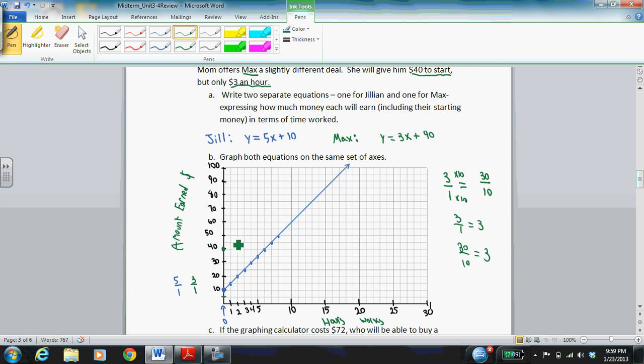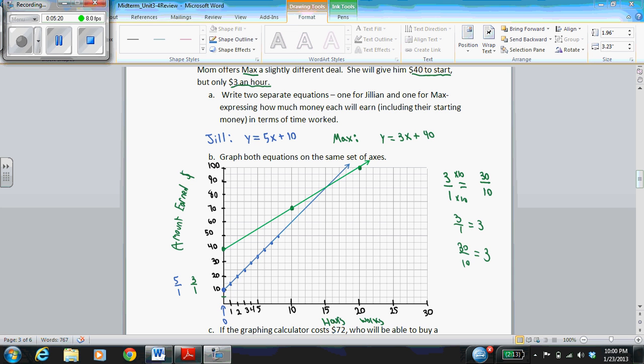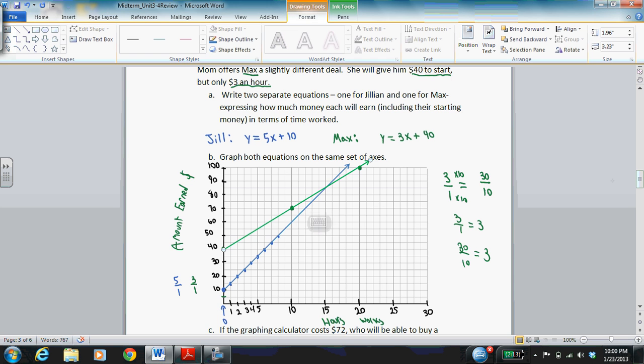So instead of going up 3 over 1, I can go up 30 from 40 up to 70 and then over 10. So if I go up 30 over 10, my next point will be right here. And then I'll go up 30 again to 100 and over 10 more, which puts me at this point right here. So now I can connect those 3 points to form the line for Max. So there you can see we have the good looking line for Max in his graph.